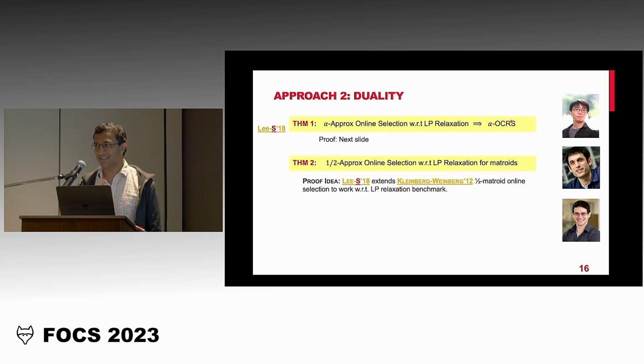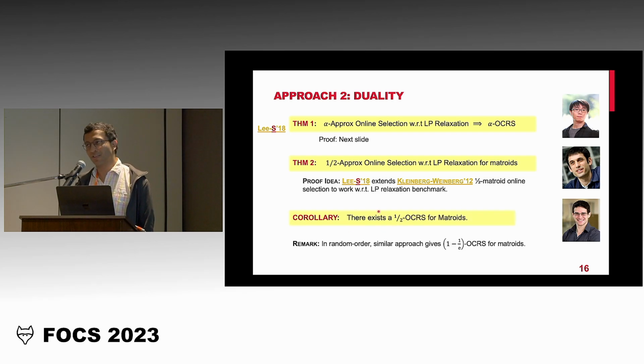And yeah, because I want to get the right factor half. And as I'm saying, it implies as a corollary a half OCRS for matroids. You can even get similar results for other settings, such as random order and a bunch of other things. But yeah, I won't go into that.